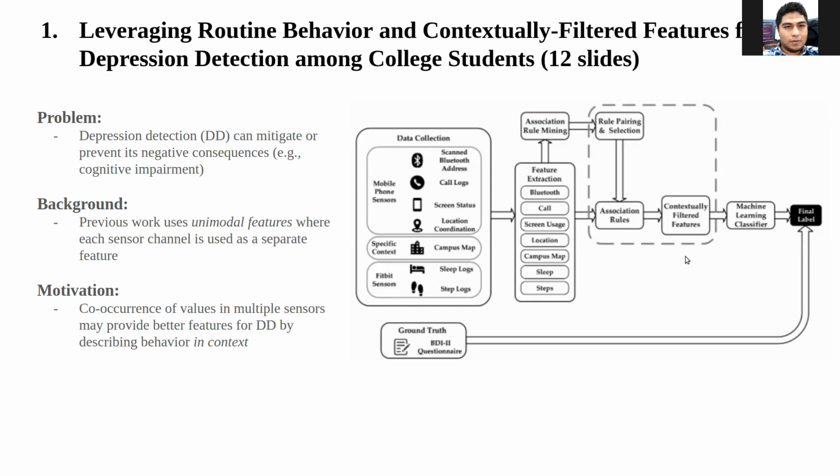As the ground truth, the BDI questionnaire score is used, which is obtained by self-report from the students twice, at the beginning of the semester and at the end of the semester.